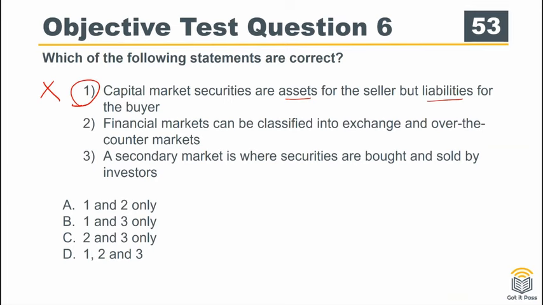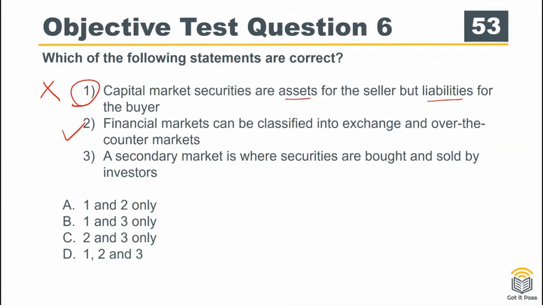The second, financial markets can be classified into exchange and over-the-counter markets. Yes, it's true. We generally divide the financial markets into 2 types. The first is those securities listed on the exchange, so people can trade on the exchange. The other is the over-the-counter markets. It means you have to go to a private institute to sell your securities, and the institute will find other buyers for your products, or they may hold them for a particular time.